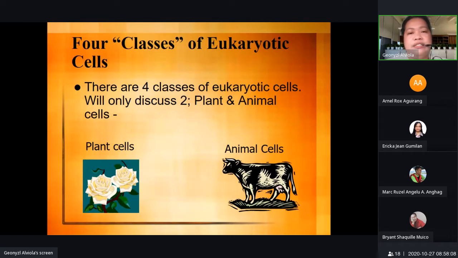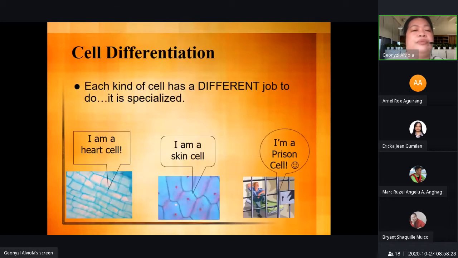So, four classes of eukaryotic cells. I have already mentioned that we have the plant cells, animal cells, the protists, and the fungi. Fungi belong to a eukaryotic group. Now, cell differentiation. When we say differentiation, each cell performs a specific task.